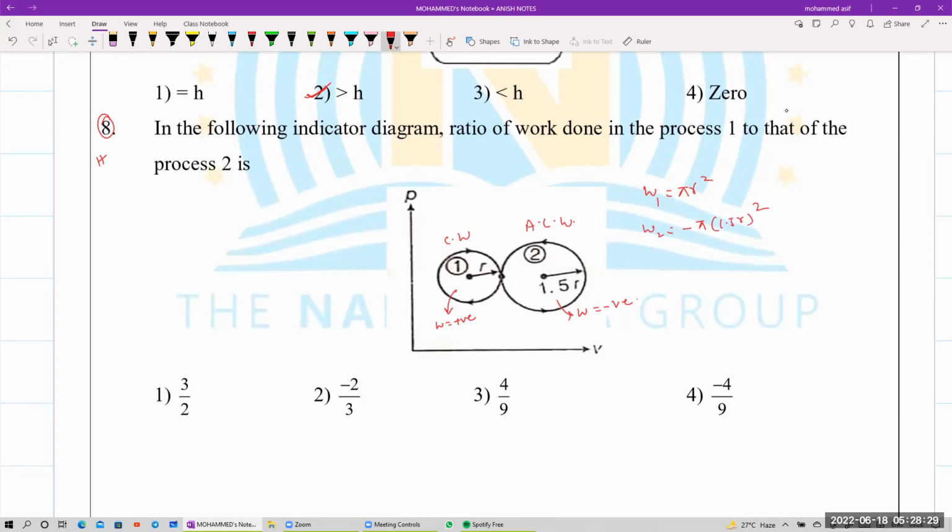The area under this circle on the PV graph gives the work done. It is asking for the ratio of this work done. So W1 divided by W2 will be equal to pi r square divided by minus pi into (3 by 2) whole square r square, which is 9 r square by 4. The pi r square will get cancelled, so obviously it will be minus 4 by 9. Minus 4 by 9. Good question.